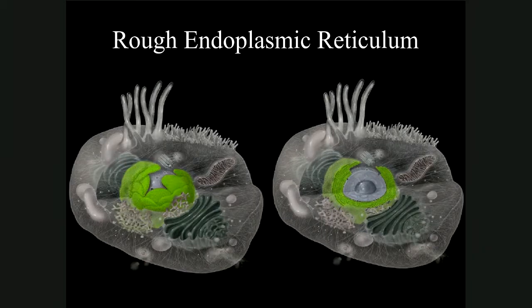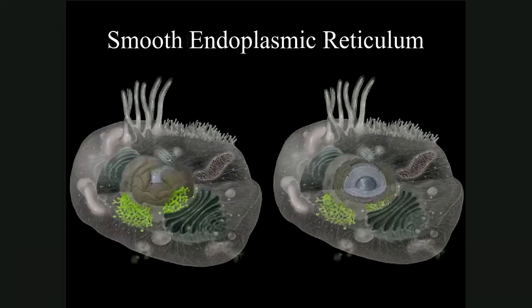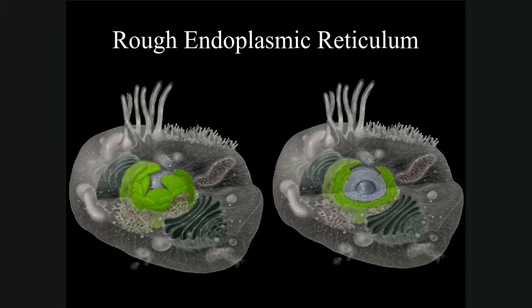There are two distinct varieties of the endoplasmic reticulum. We have our rough endoplasmic reticulum and we have our smooth endoplasmic reticulum. The rough endoplasmic reticulum is studded with ribosomes, which is why it is called rough. The function of the rough endoplasmic reticulum is to have the produced proteins be modified, sorted and packaged into vesicles and travel to the Golgi apparatus.